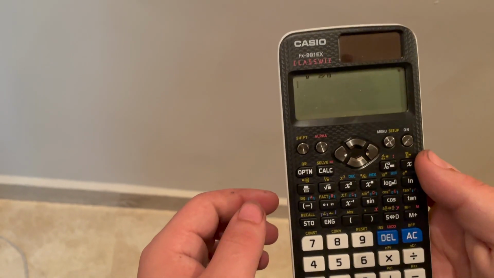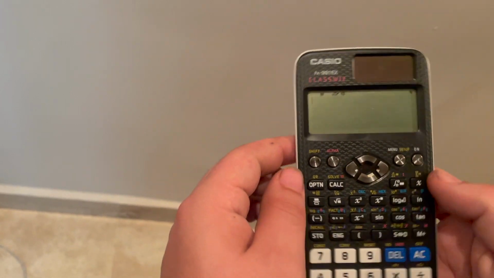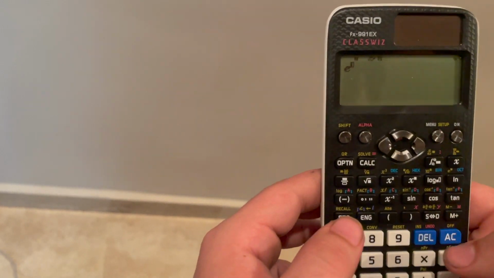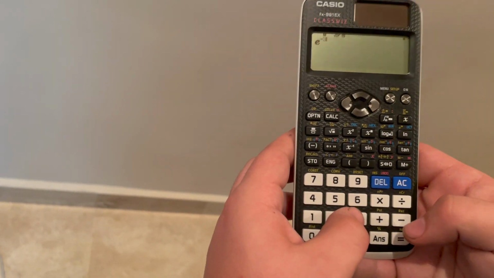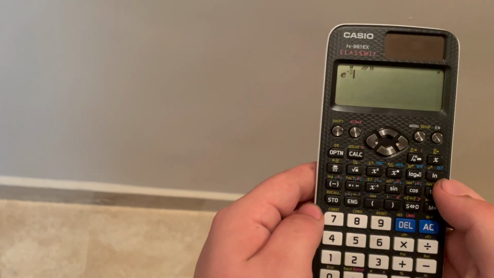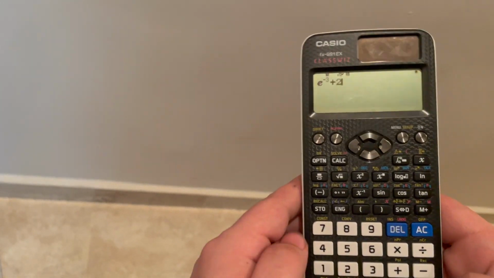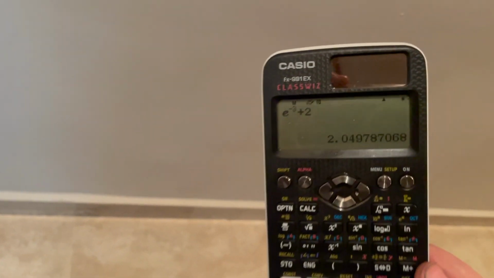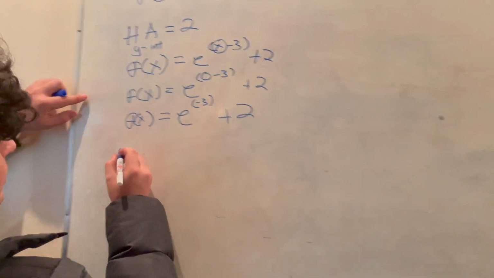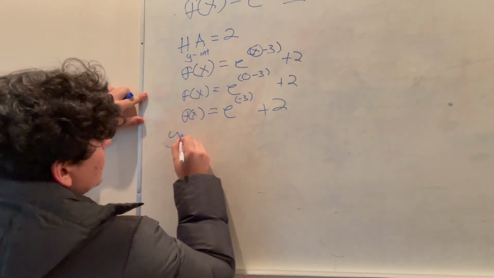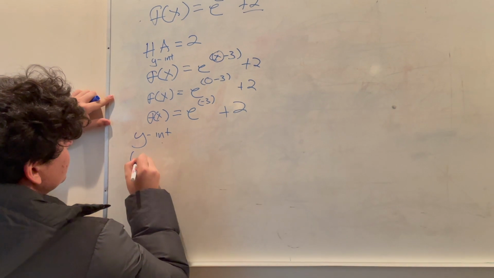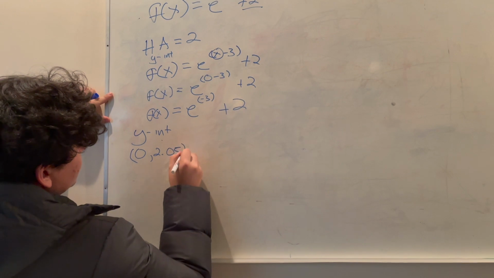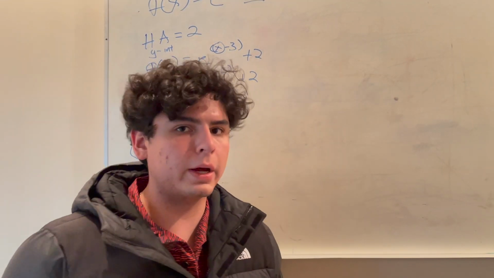Now to solve our last equation, we just need to click Shift to make our logarithm, and we just type in the variables. Just click here, plus 2, and this is our y-intercept. We know that our y-intercept is (0, 2.05). We can get our x-intercept.